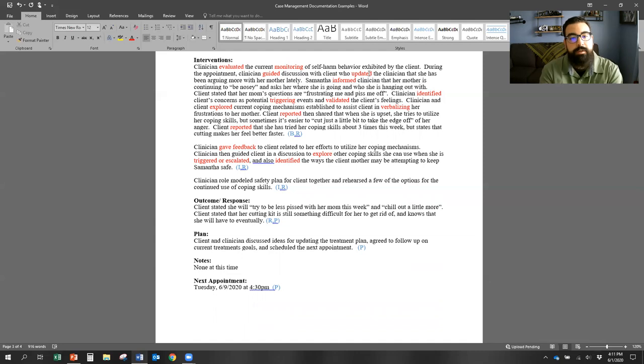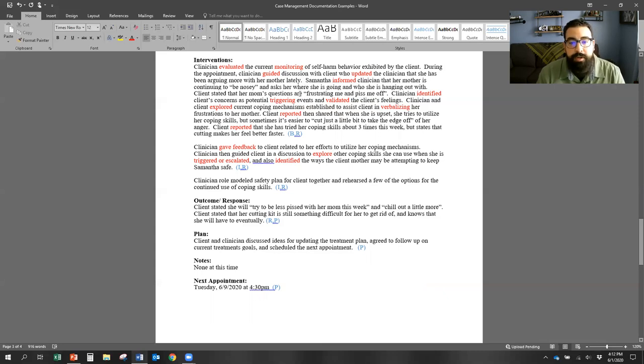This is why I wanted you to literally see the language coming up from the writing. So let's look at this. Again, pay attention to the tone of this note. Clinician evaluated the current monitoring of self-harm behavior exhibited by the client. During the appointment, clinician guided discussion with the client, who updated the clinician that she has been arguing more with her mom lately. Samantha informed clinician that her mother is continuing to be nosy and asked where she is going and who she is hanging out with.